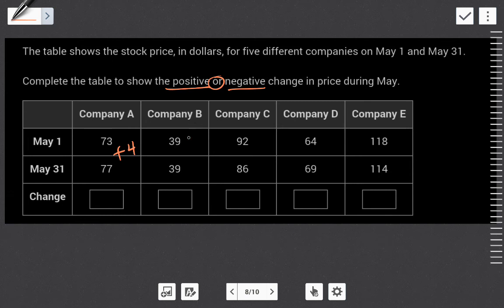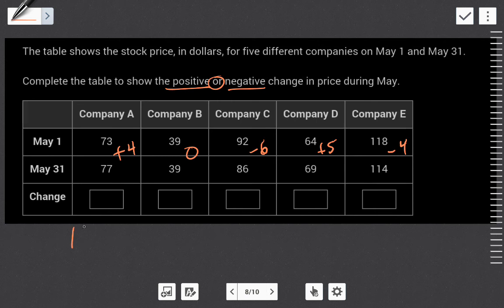Company B did not change. It was 39 on May 1st and 39 on the 31st, so it had a 0 change. Company C went from 92 to 86, so it actually dropped 6 units. Company D went up from 64 to 69, 5 units. And Company E went down 4 units from 118 to 114. Alright, so we have to find the absolute value of each of these.